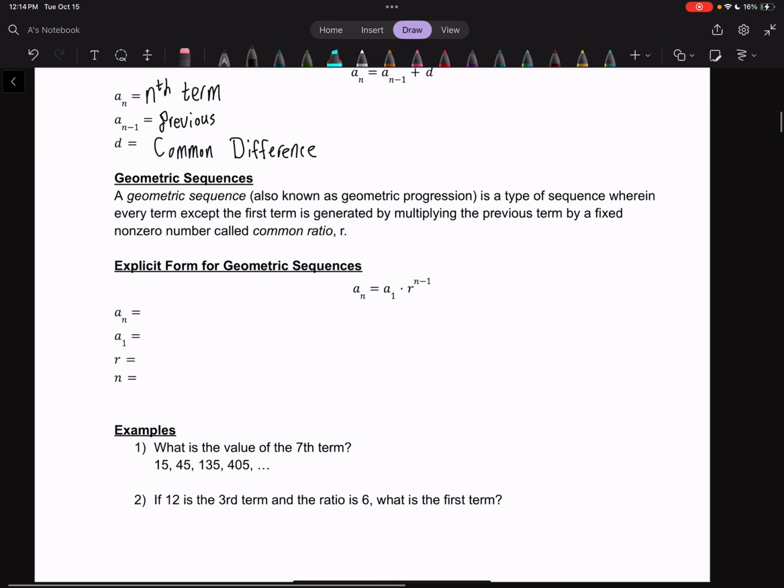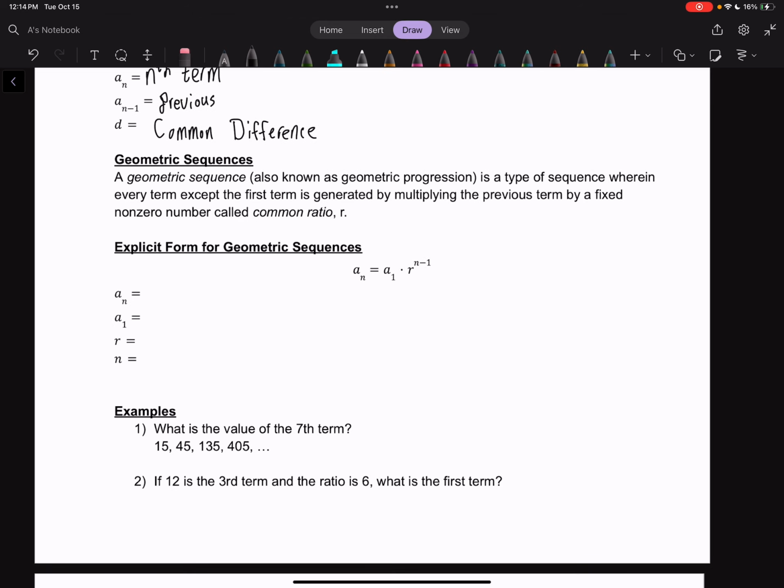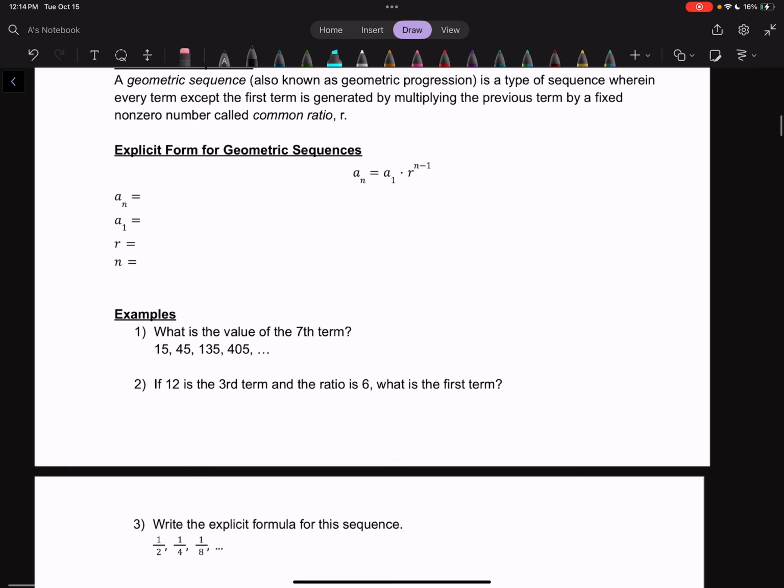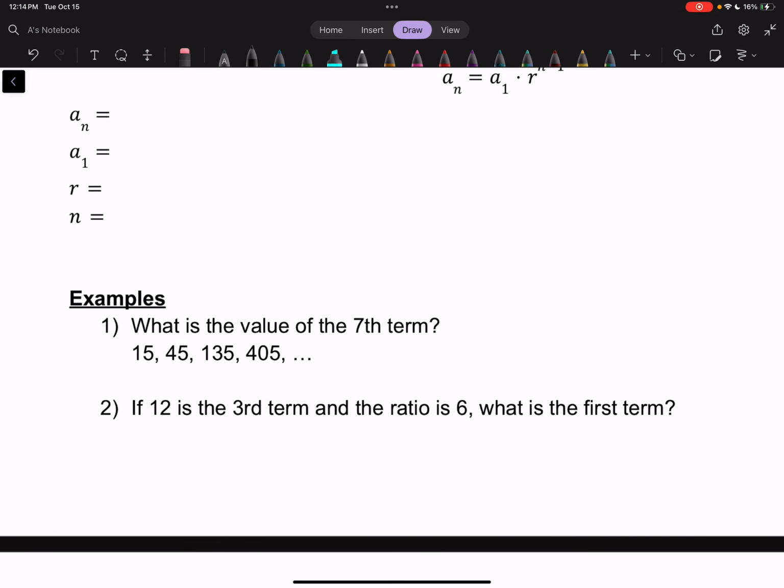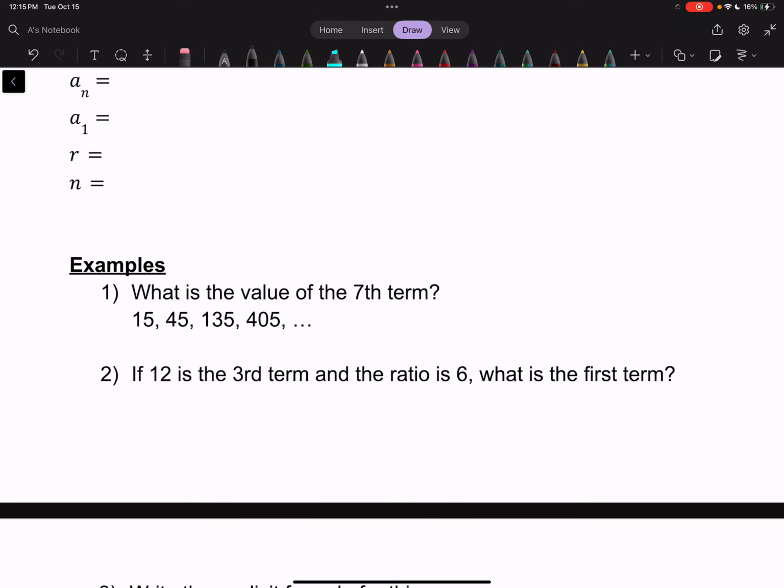Geometric sequences. A geometric sequence is again a pattern, but instead of adding to get to the next term, we're going to be multiplying. So I'm going to jump to the examples first, to start, because I'm going to be asking what is the value of the 7th term in this example.